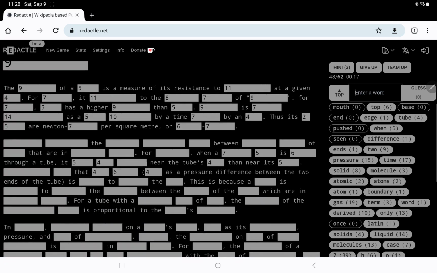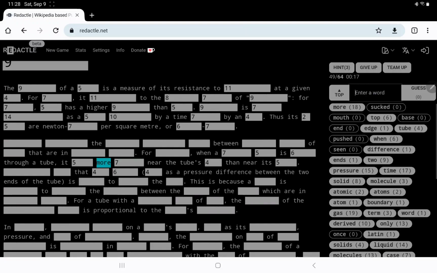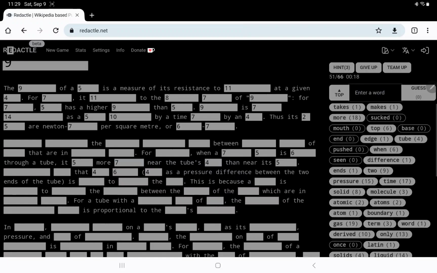A tube doesn't have too many parts to it. Near the tube's. Oh my goodness. When a 7.5 is blank, sucked. Now there's something through a tube. It's something more. It makes more. It takes more.